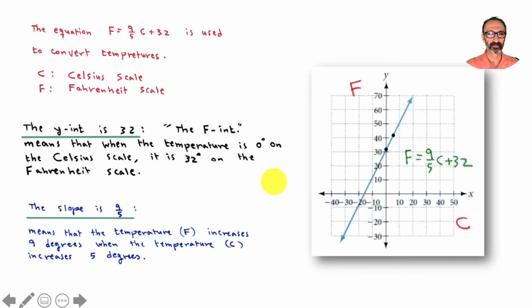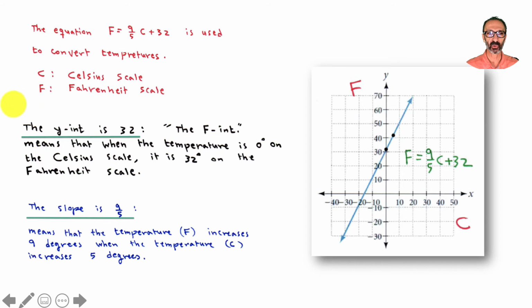Some applications. In math, we use x and y. In real life, it's not just x and y. It's something else. It's time and money, miles, and so on. This equation F equals 9 over 5 C plus 32 is used to convert temperatures. C is Celsius scale and F is Fahrenheit scale. So in this problem, this is my x, this is my y. That's my Celsius instead of x, and that's my Fahrenheit instead of y.